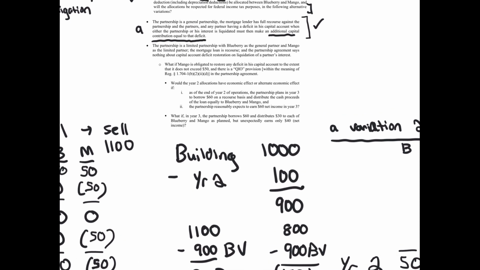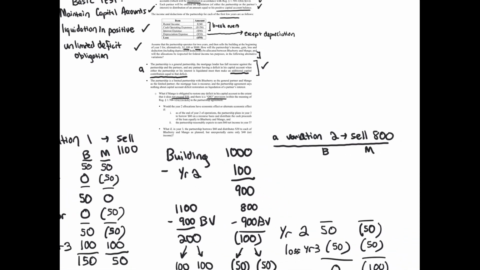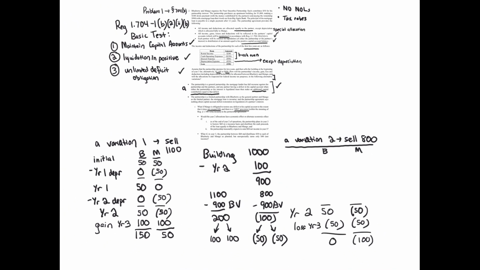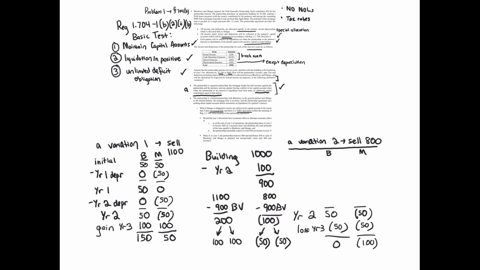So now, if the partnership is a limited partnership with Blueberry as general partner and Mango is limited, and remember, Mango gets the special allocation, the mortgage loan is still recourse. The partnership agreement says nothing about capital account deficit restoration on liquidation. If there is a QIO and Mango can go negative 50, will it be respected? Will the allocation be respected? So again, there is a QIO in place and Mango can go negative 50. So Mango says, I will go up to negative 50.